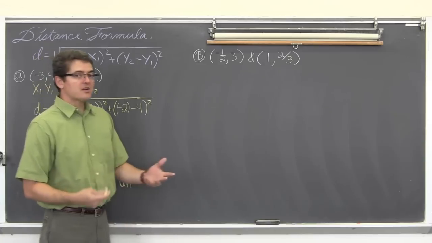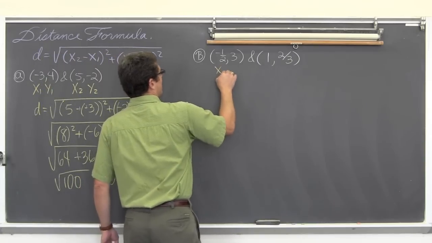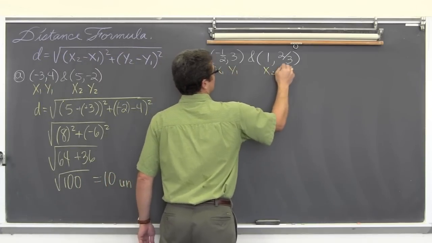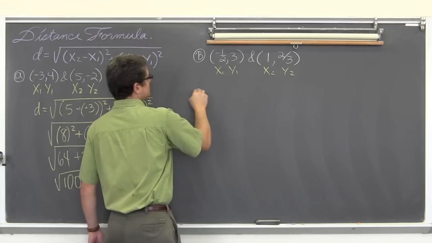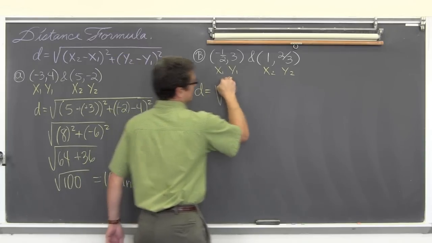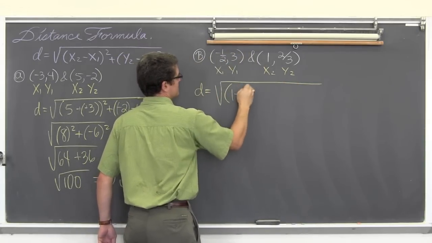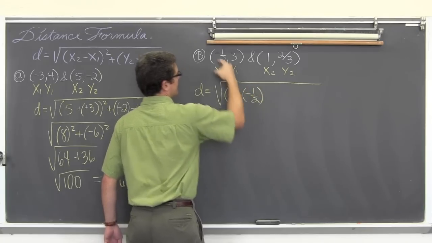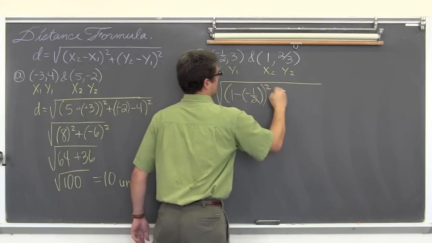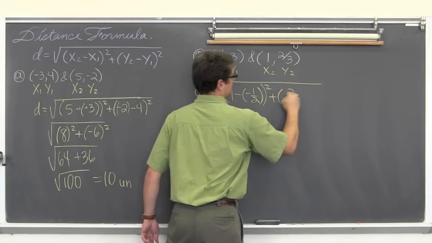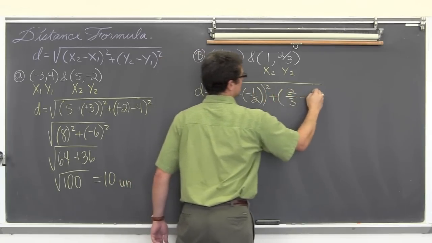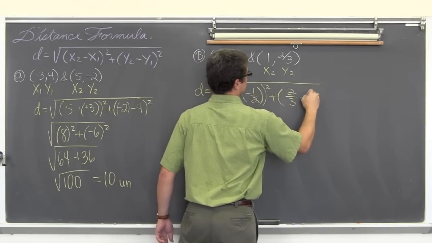Over here we have fractions. So x sub 1, y sub 1, x sub 2, y sub 2. The distance is equal to the square root of x sub 2 minus x sub 1 plus y2 minus y sub 1.